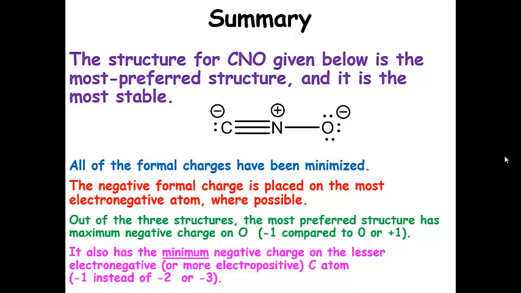Okay, so here's our most preferred structure. So this is the structure that contributes most to the real bonding picture in the fulminate ion. All the formal charges have been minimized. The negative formal charge is placed on the most electronegative atom where possible. Of the 3 structures, the most preferred structure has maximum negative charge on oxygen, which is what we want. Okay, it also has the minimum negative charge on the lesser electronegative carbon atom. Okay, so -1 instead of -2 or -3.